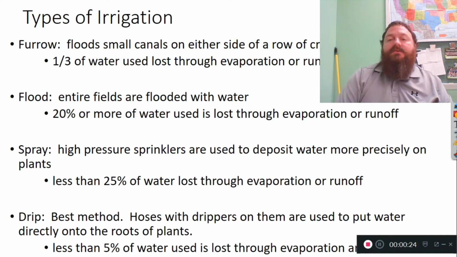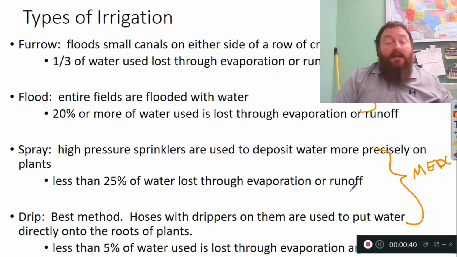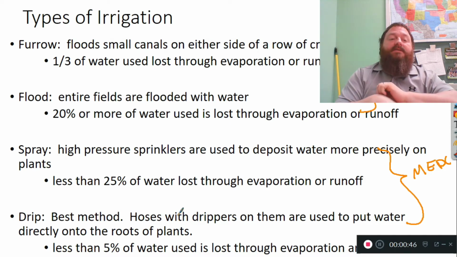The way that we used to do this traditionally was with one of these two methods, furrow and flood. These are going to be primarily practiced in the less economically developed countries currently. The more economically developed countries have the money to put into fossil fuel energy to do spray and drip irrigation. Of these two, the better method is drip, but we don't use that very often because it costs a lot of money to put the system in place.